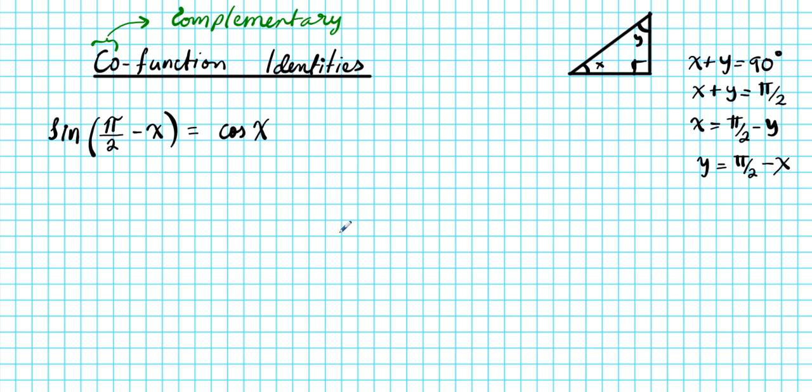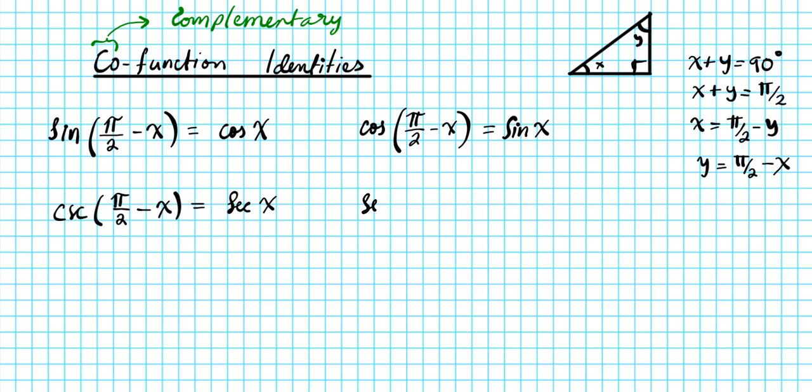It also follows that the cosine of the complement of an angle is equal to the sine of that angle. Now, how about the cosecant and secant functions? Cosecant and secant functions are cofunctions also. So the cosecant of the complement of an angle is equal to the secant of that angle. And the secant of the complement of an angle is equal to the cosecant of that angle.